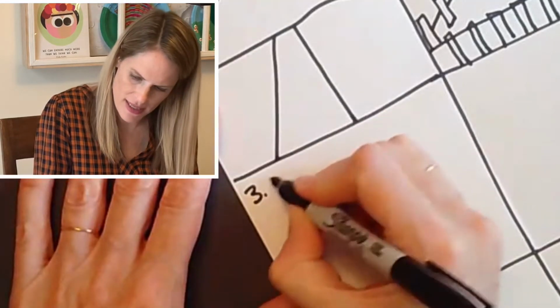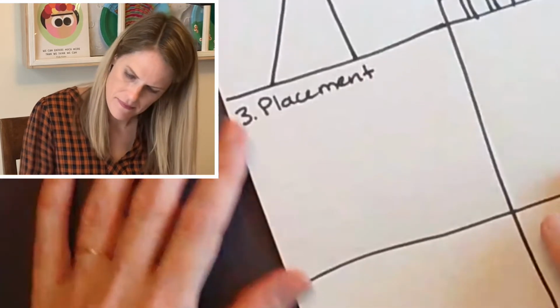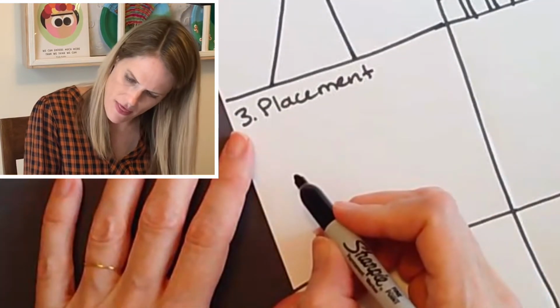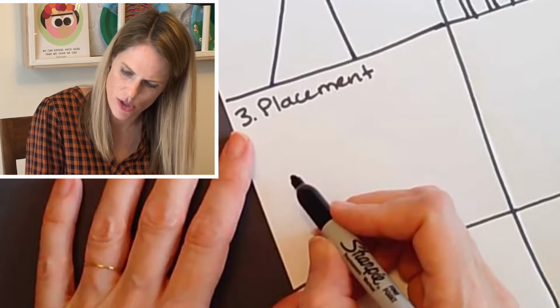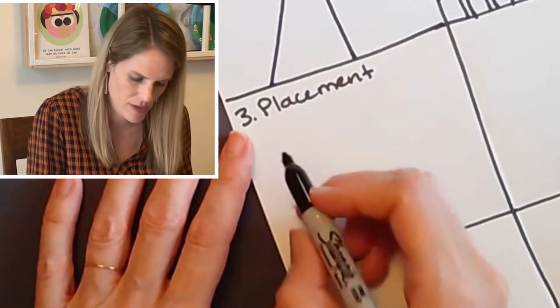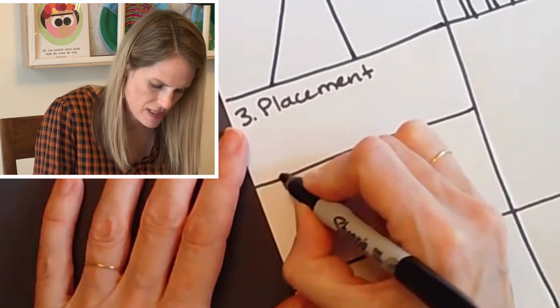The third one is called placement. Objects that are lower in the picture appear to be closer to the viewer, and objects that are near the horizon appear to be distant. So again, I'm just going to draw my horizon line, and we'll do trees for this one.